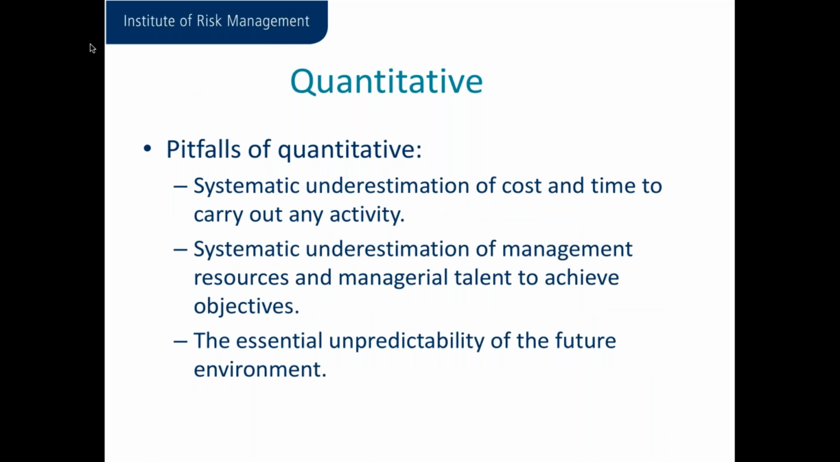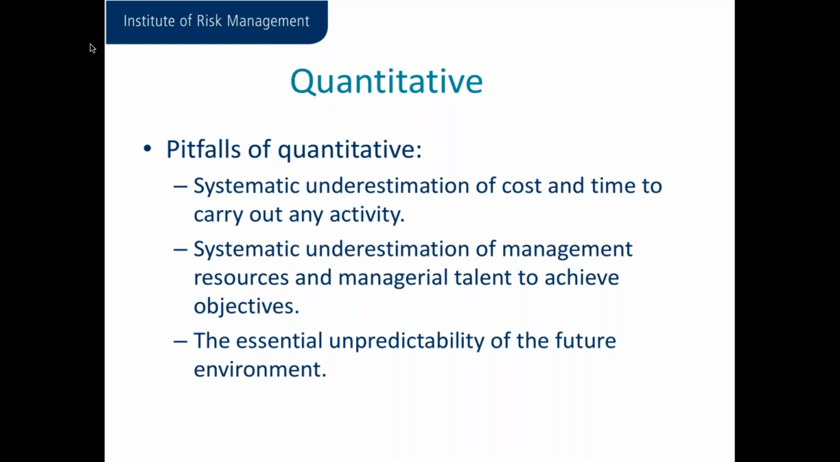Just some quick pitfalls of quantitative analysis. These are taken from Garlick, page 6. Some of the problems or pitfalls with quantitative analysis are often related to subjectivity. So we have things like a systematic underestimation of cost and time to carry out an activity. That will be based on maybe historical facts, but also it's often around people's perceptions of the size and the likelihood of risk. There's also a systematic underestimation of the management resources and managerial talent to actually achieve their objectives. And that's definitely subjective.